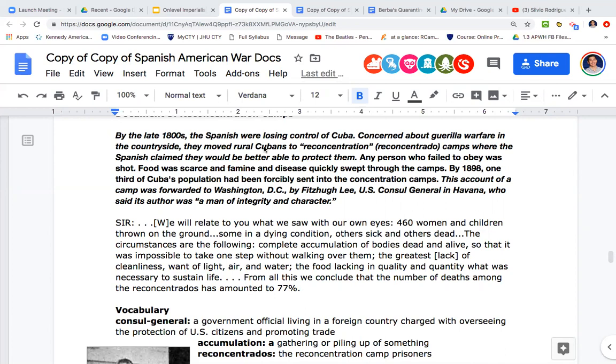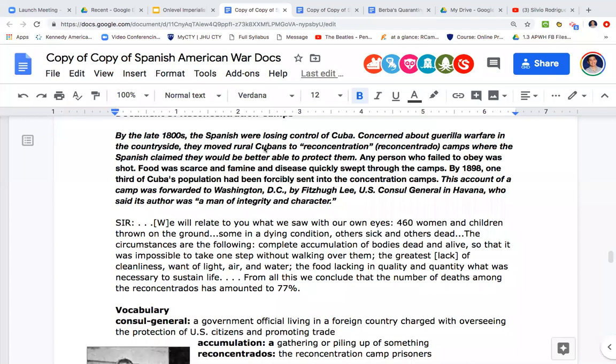Here's what it reads. Sir, we will relate to you what we saw with our own eyes. 460 women and children thrown on the ground, some in dying condition, others sick and dead. The circumstances are the following. Complete accumulation of bodies dead and alive, so that it was impossible to take one step without walking over them. The greatest lack of cleanliness, want of light, air, and water, the food lacking in quality and quantity, what was necessary to sustain life.